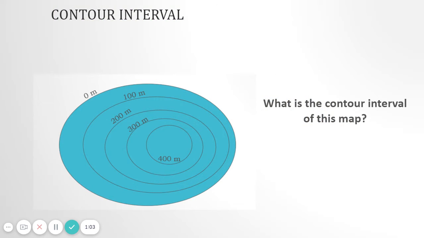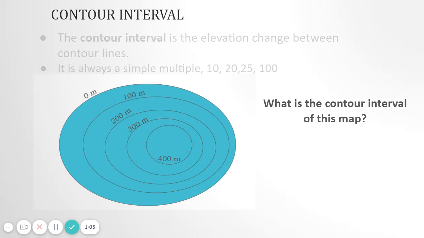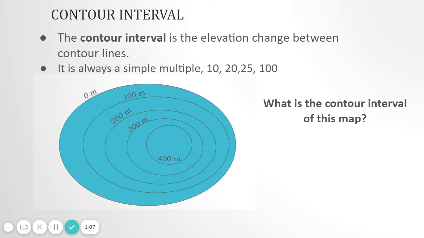First thing we're going to need to talk about is something called contour interval. The contour interval is the elevation change between the contour lines. So it's the change in elevation. It is always a simple multiple. The multiples I have seen most frequently are 10, 20, 25, 100, maybe 1,000. But in general, these are the numbers you could expect to see.